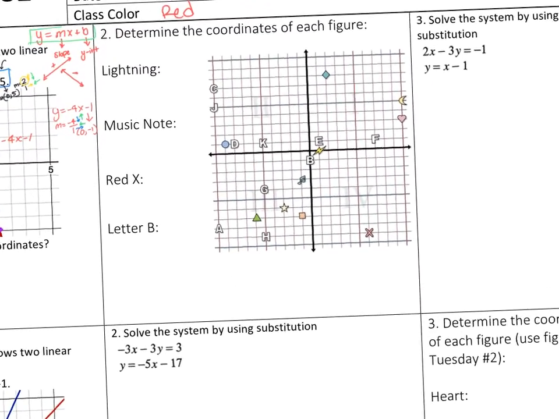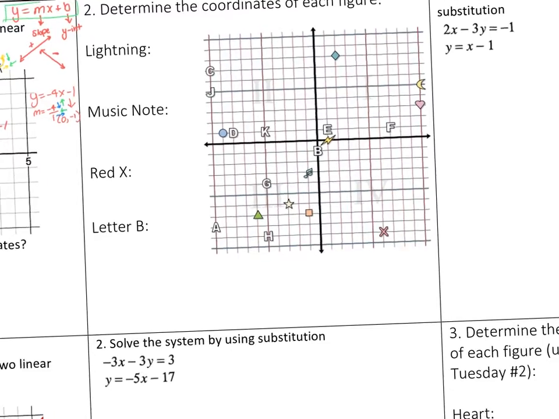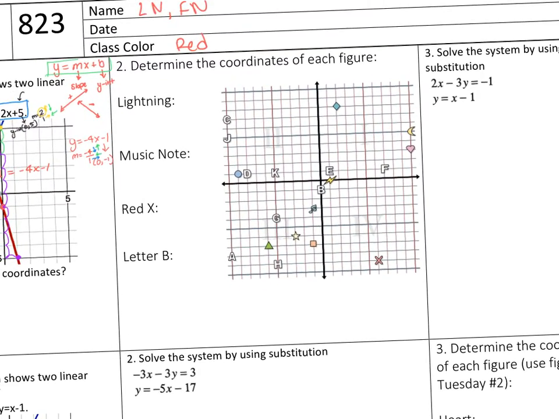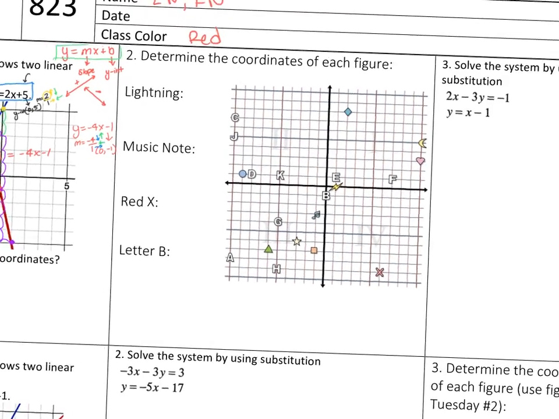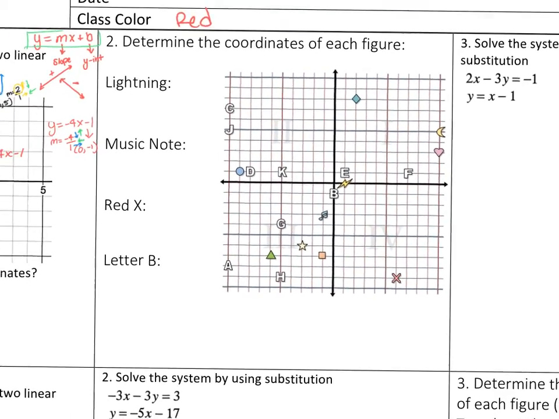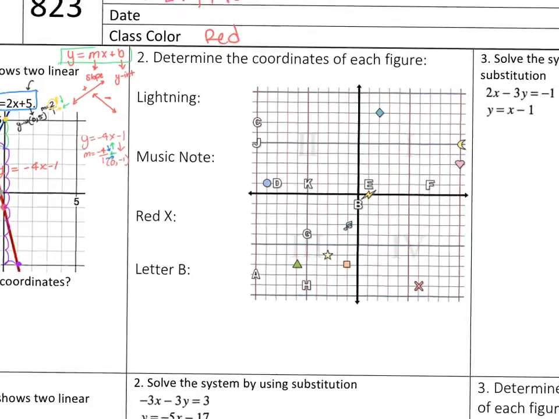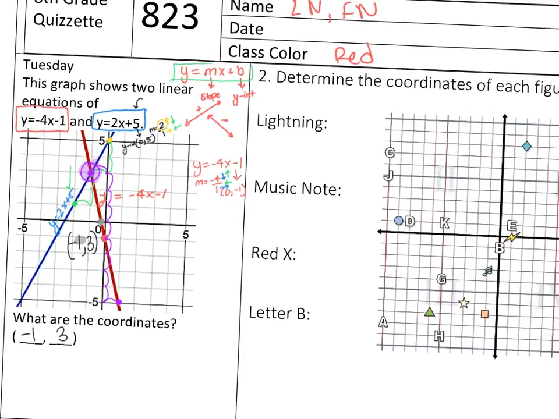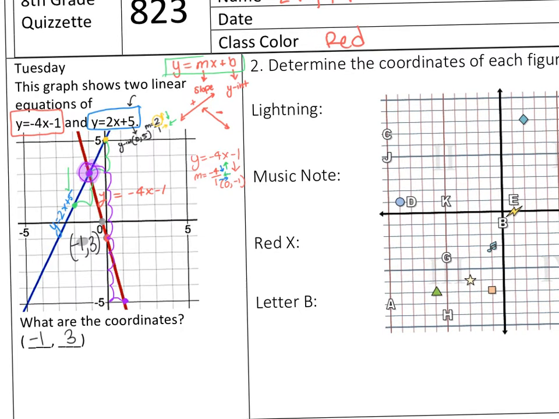So it says determine the coordinates of each figure. This is a 6th grade exercise. And I'm not saying that to demean you. I'm saying that to remind you the importance of learning your 6th grade and your 7th grade material and how this relates to 8th grade. If you do not know how to read the point in Tuesday number 1, this is going to be the practice you need.